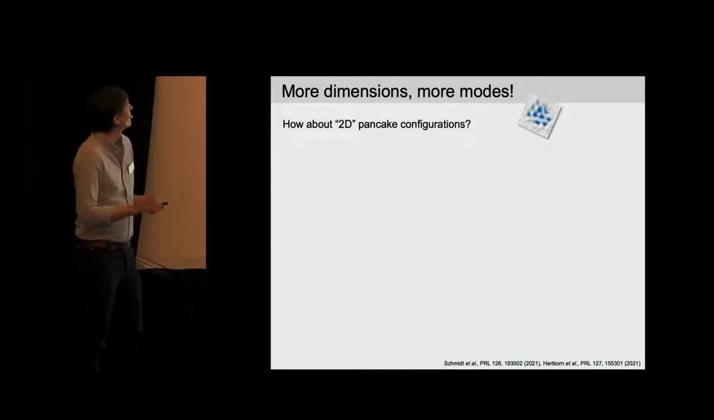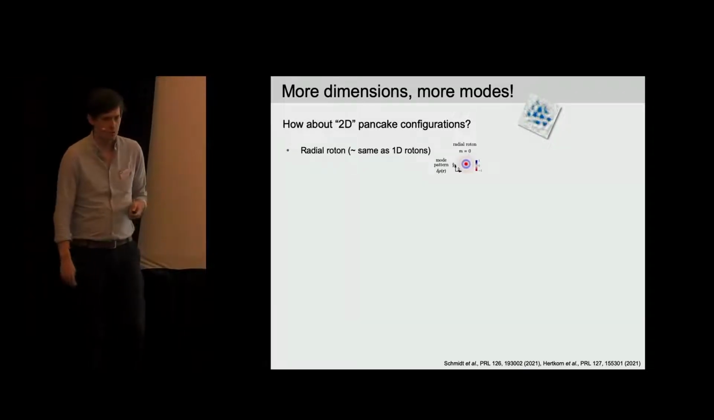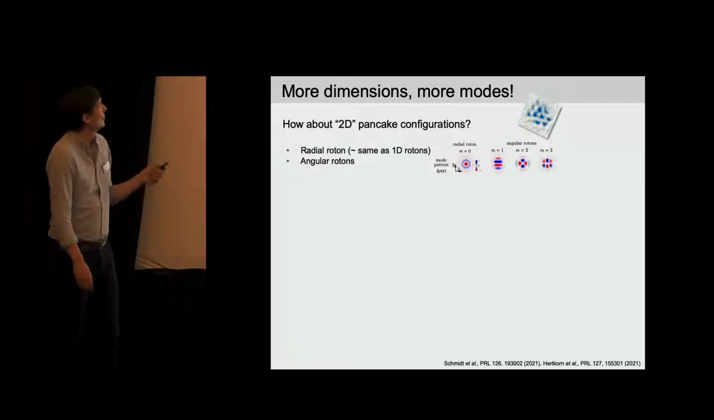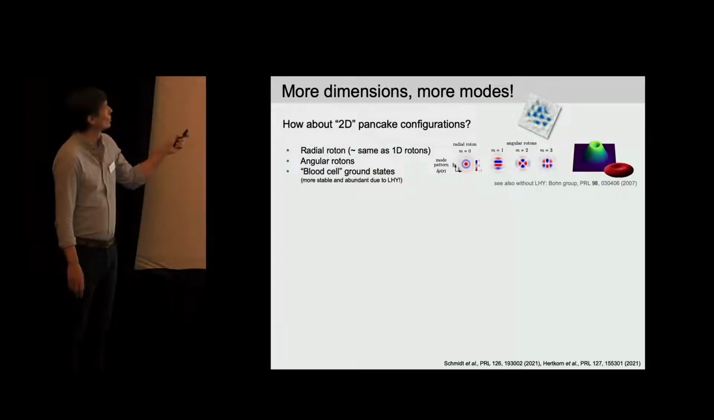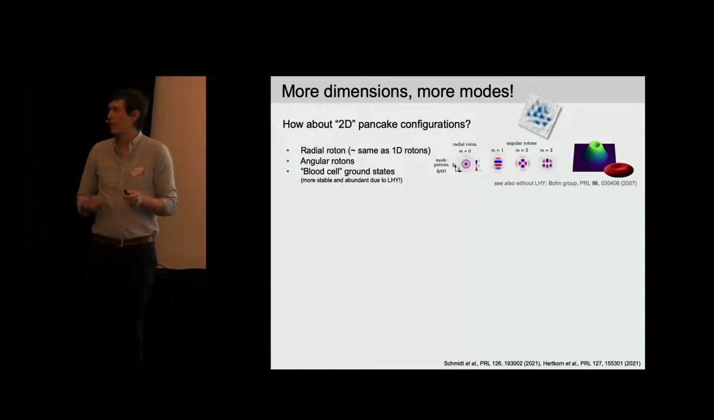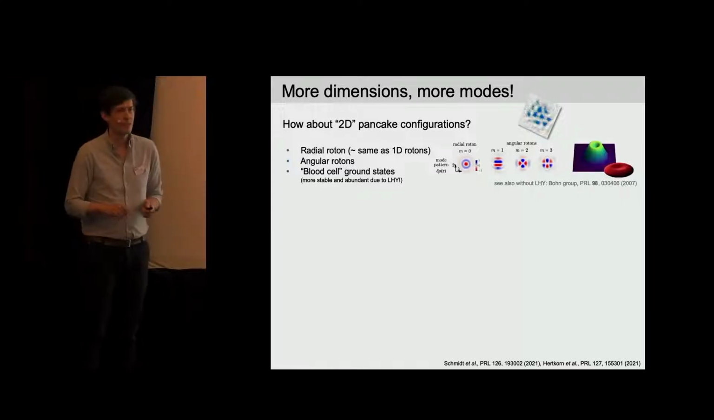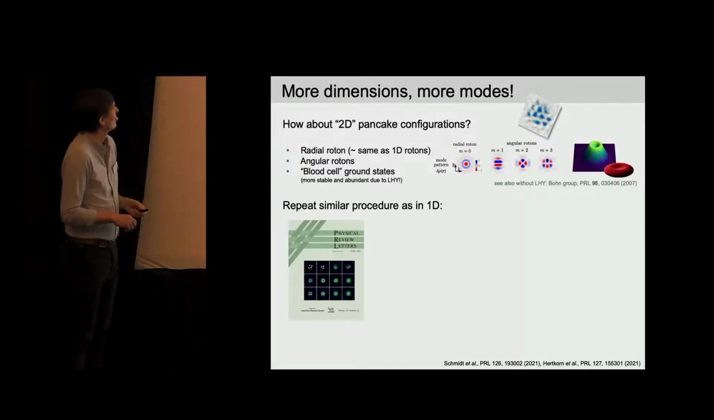I'm going to be brief about 2 dimensions. You can basically do the same thing. You remember this picture that I was showing in the beginning of a classical crystal. There are many more modes in this. There are even new ground states in 2D, where the BEC is no longer this inverted parabola that you learn about in your lectures, but it becomes a blood cell-shaped entity.